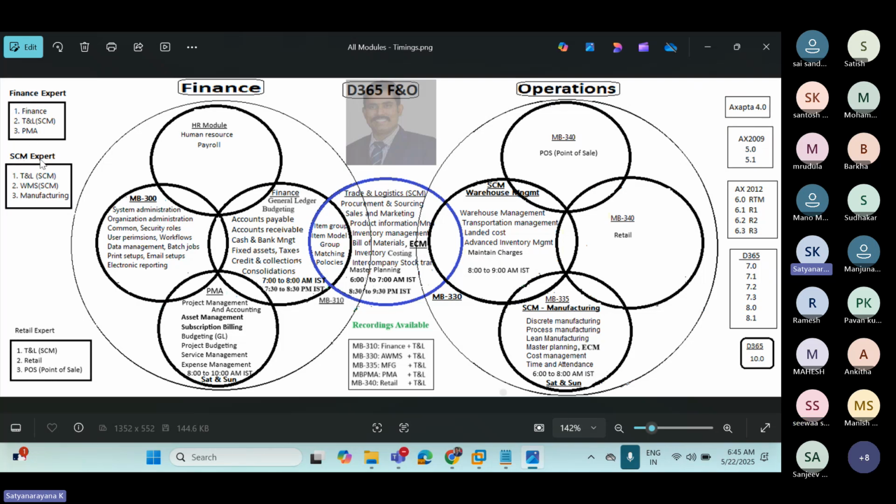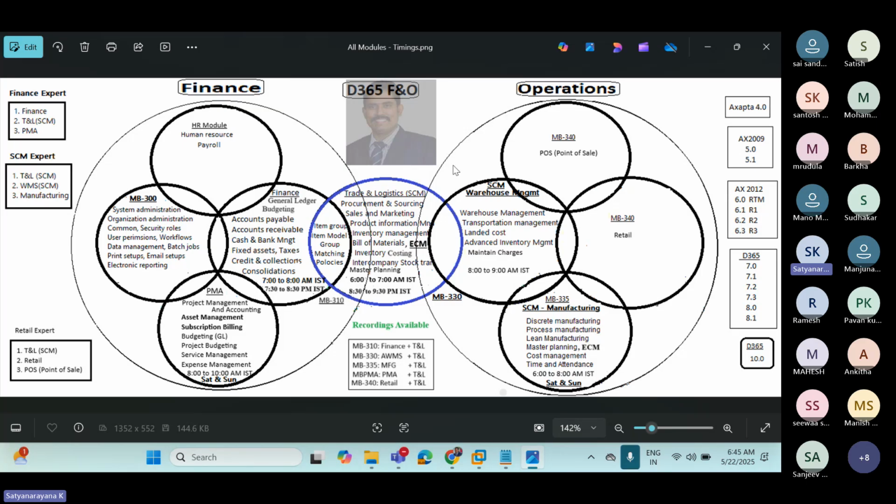So finance means these 3 modules. SCM, supply chain management, means you are going to start with trade and logistics first. Later, you are going to learn warehouse management, then advanced warehouse management, and later manufacturing. If you learn the first one, you are an SCM junior consultant; if you learn this also, senior consultant; if you learn this one, it is an expert. In the same manner, retail means first you need a little bit of knowledge on trade and logistics, then retail, and then POS, point of sales. Then HR and payroll, which has very few clients, only they will know about this product.